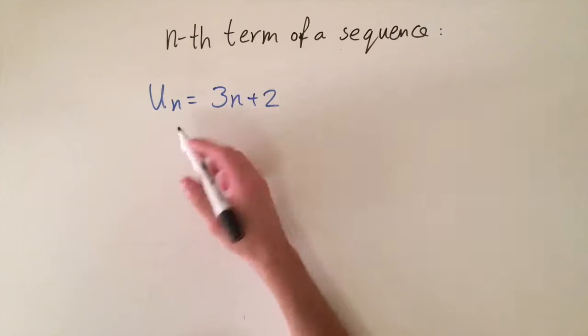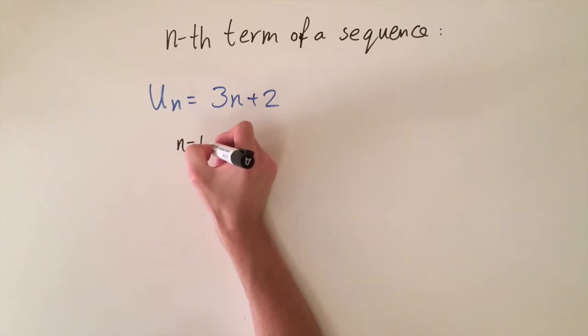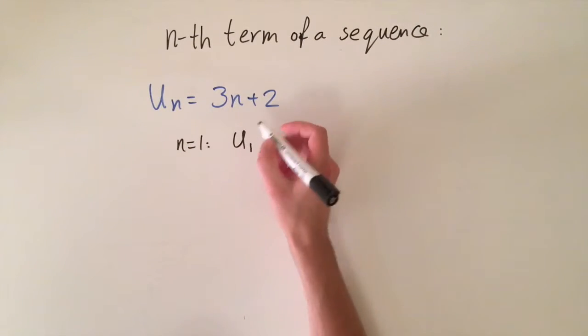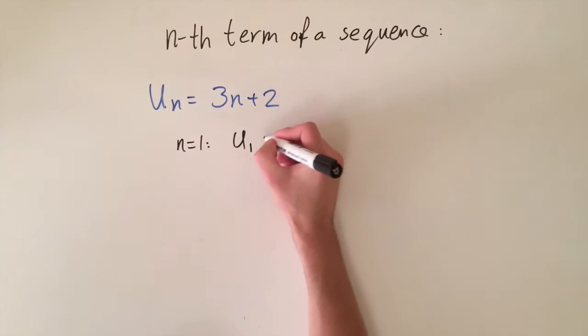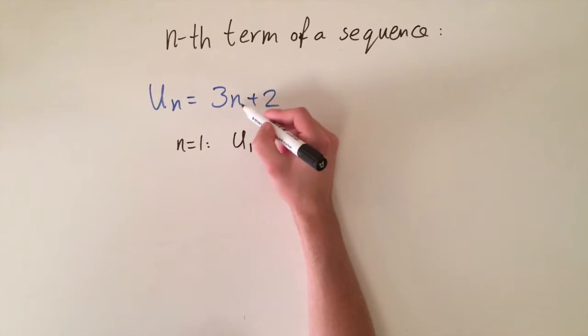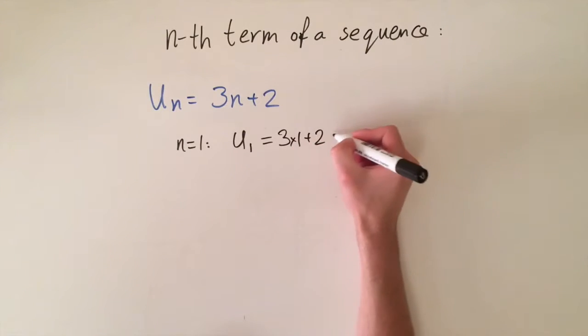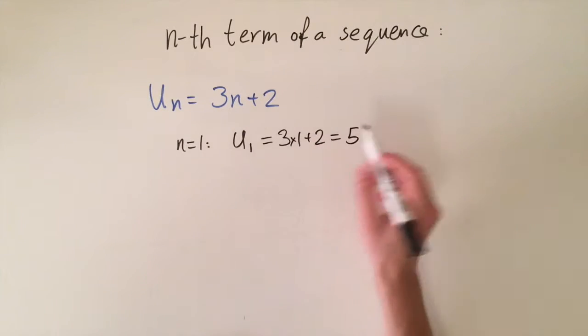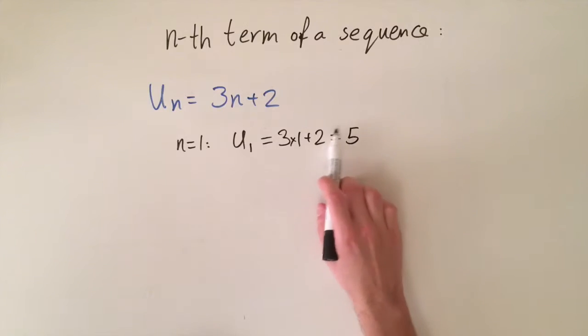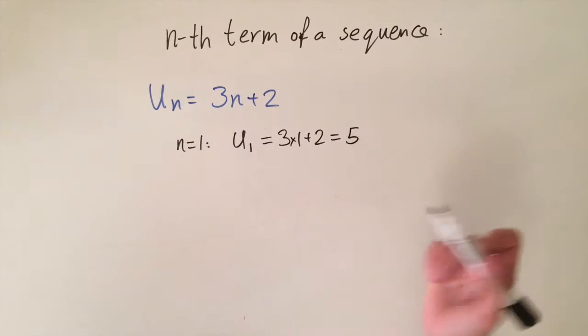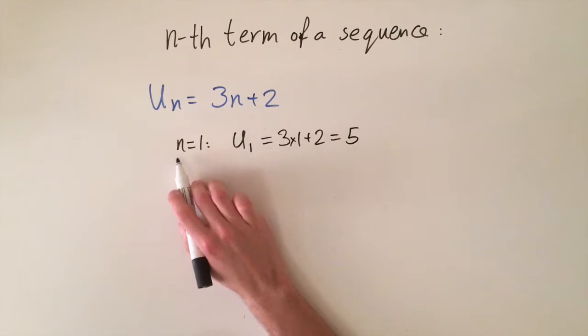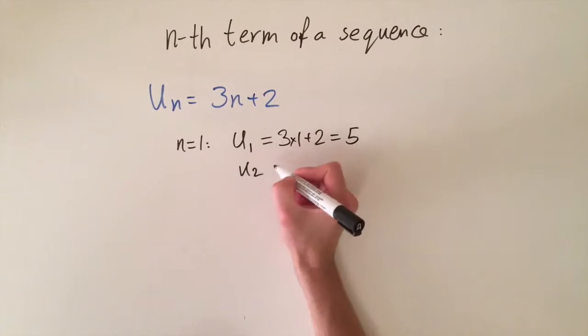So for example, if we put n equal to 1, then we get u1, the first term in the sequence, and we just plug the value of n into the formula. So we get 3 times 1 plus 2, and this just equals 5. So this formula has told us the first term in the sequence is 5. And we can do this for every value of n, so this is why it's so powerful.